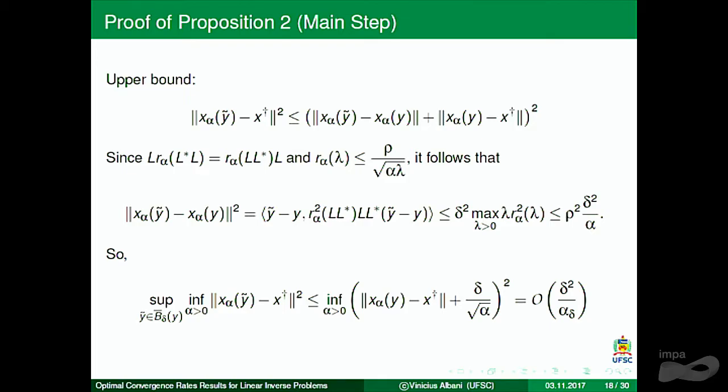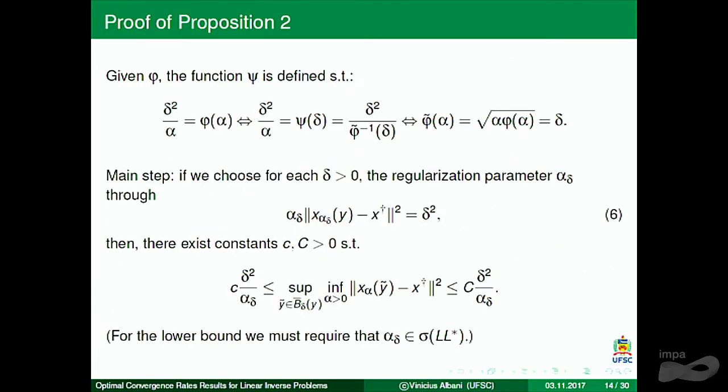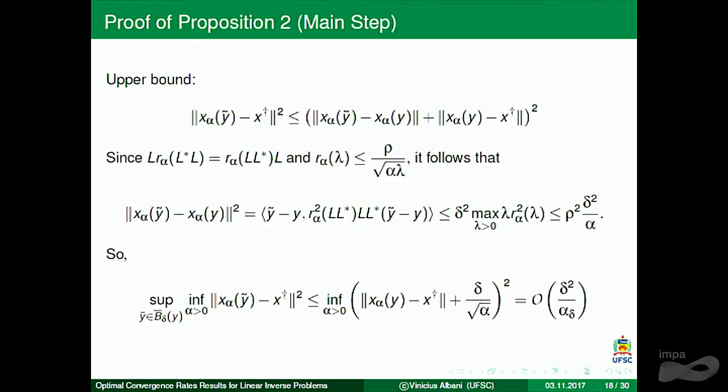This is the proof of the main step. To the upper bound in the main step that we consider in the proof of this proposition, we use this main step here to prove that this implies both inequalities. The upper bound is not so difficult, so just use the triangle inequality and rewrite this second term as this scalar product, and we can find this bound. It's not so difficult.